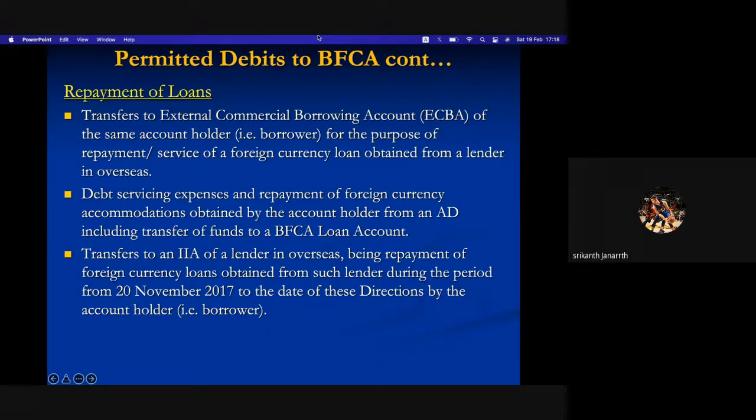Then debt servicing expenses and repayment of foreign currency accommodation obtained by the account holder, including transfer of funds. Yeah, you know the PFCA loan account. You have taken a loan from the bank. I think there is a loan facility given like PFCA. You have two types of loans, housing loan and the employed abroad loan. Likewise, the PFCA account holder is also permitted to take a loan from the bank. Those loans need to be repaid, so you are debiting and paying the loan amount. So you have to repay the loan.